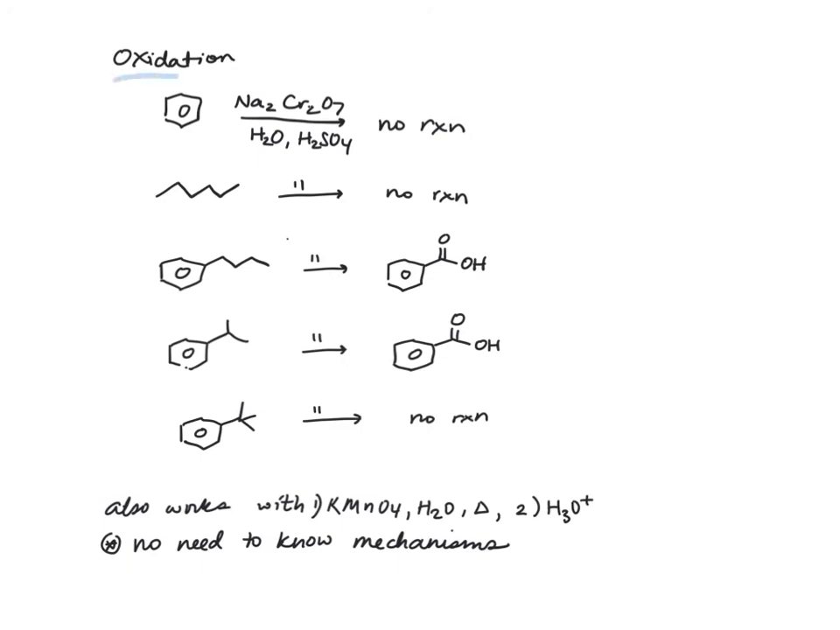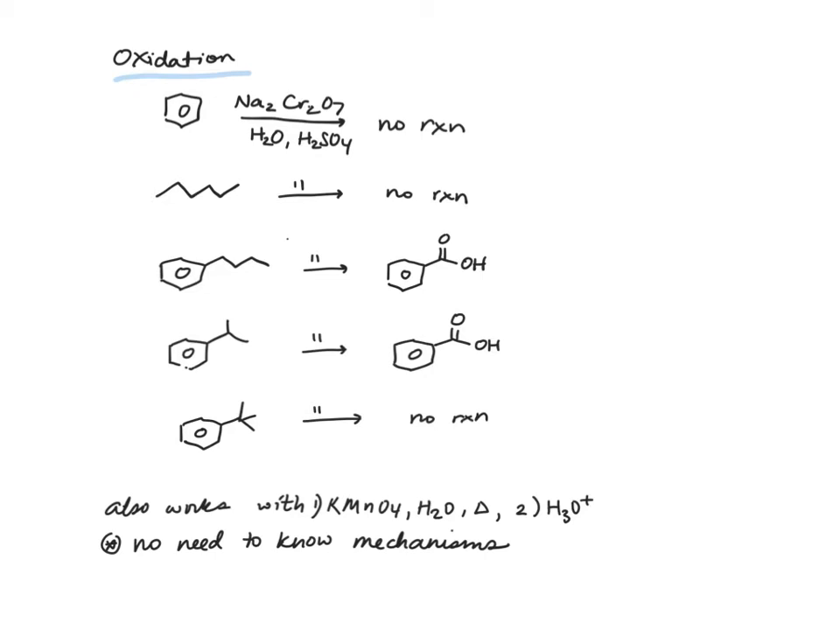Next, we'll discuss the oxidation reactions. When we treat benzene with an oxidizing agent such as sodium dichromate, no reaction occurs. The same thing happens when we have alkyl groups. No reaction occurs. But once we have primary and secondary benzylic positions, this is oxidized by sodium dichromate to form the carboxylic acid. In the case of the tertiary substituted benzene, we do not get a reaction.